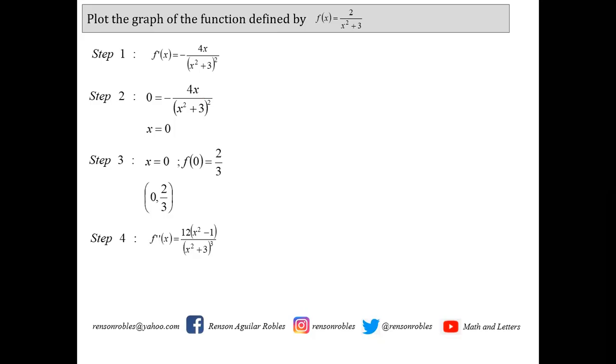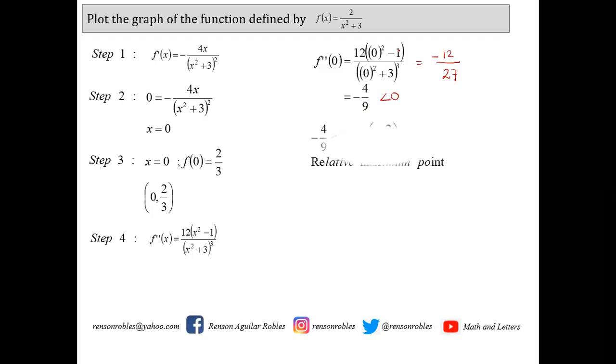So we now have f double prime of 0 to test whether this is a relative minimum or relative maximum. So 12 times 0 squared minus 1 all over the quantity 0 squared plus 3 to the third power. So this is equal to negative 12 all over 3 cubed, that is 27. And that will give you negative 4 over 9 in lowest terms. So therefore, since this is less than 0, we say that the point (0, 2/3) is a relative maximum point.